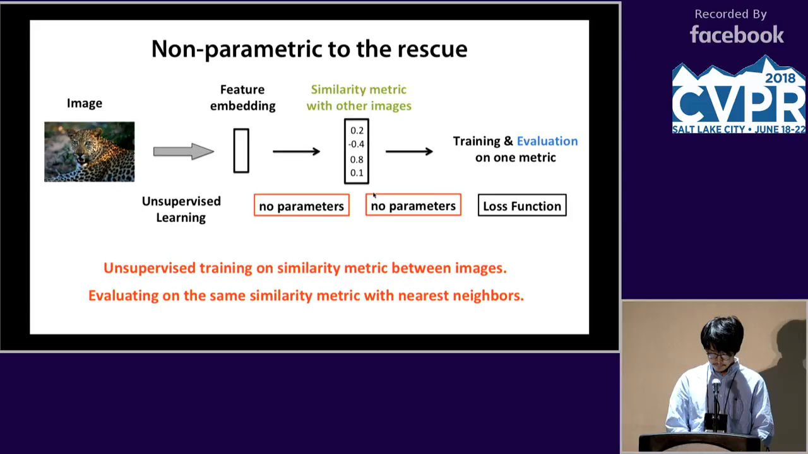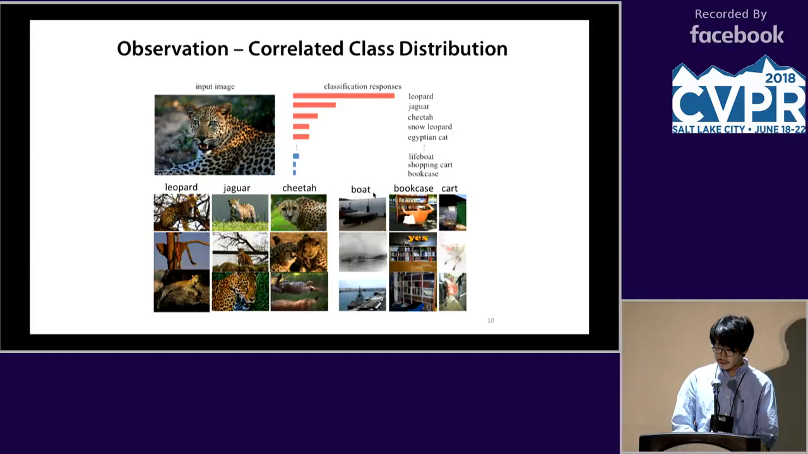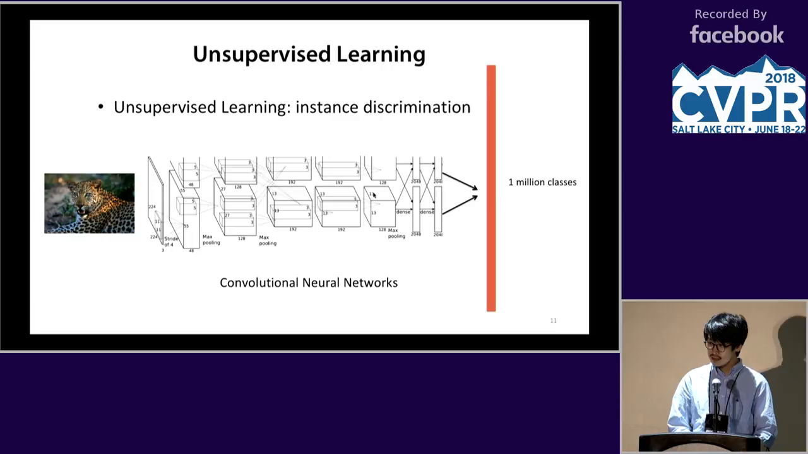To train our model, we still need to design a loss function. We draw ideas from supervised feature learning, and we observe that for a CNN trained on ImageNet, the typical softmax output responses form a correlated class distribution. For example, a ground truth image of a leopard also has a high response on the classes jaguar, cheetah, and snow leopard. So we're going to take this idea to the extreme by treating each instance as a class, with the hope that the algorithm can automatically discover relationships between instances, just as the supervised algorithm can discover relationships between classes.